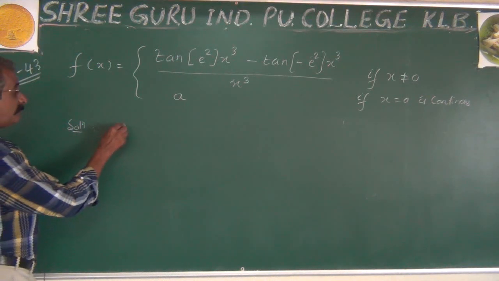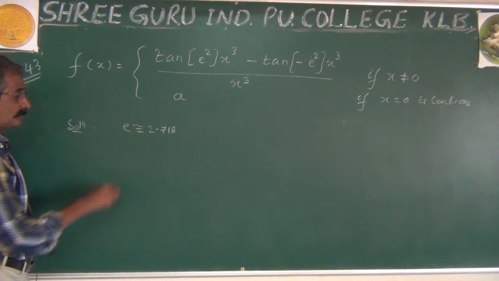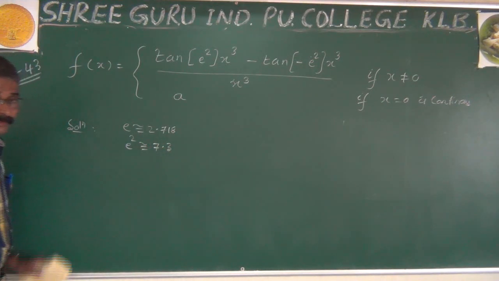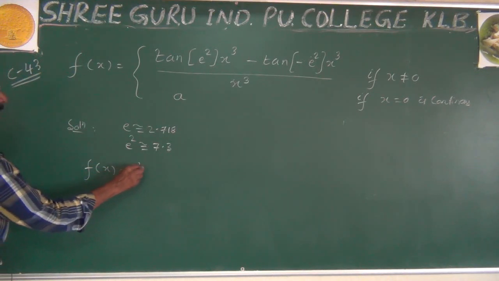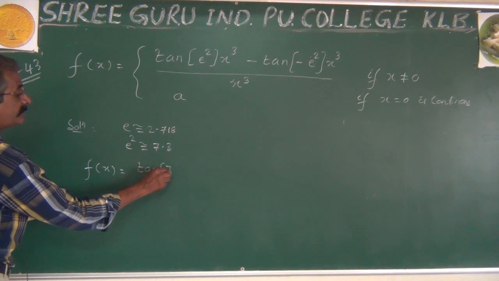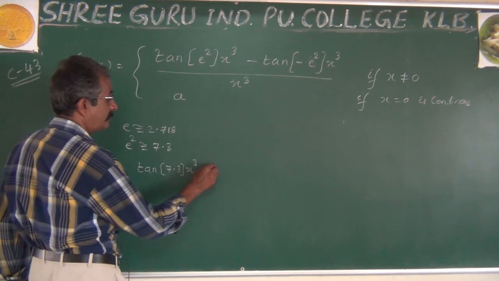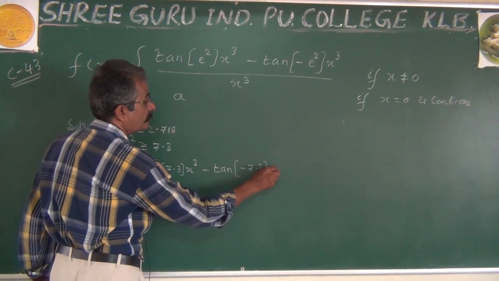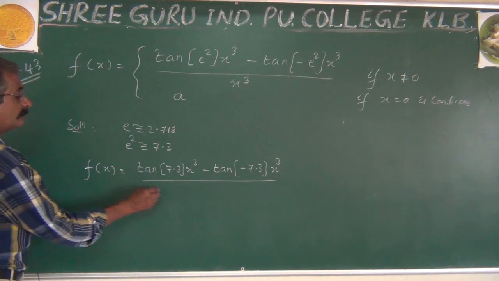Now recall, e is roughly 2.718. So e square becomes roughly 7.3. What I am telling is a rough answer with a rough value of e square. Now the given function f(x) becomes tan of greatest integer of 7.3 x cube, minus tan of greatest integer of minus 7.3 x cube, whole divided by x cube.